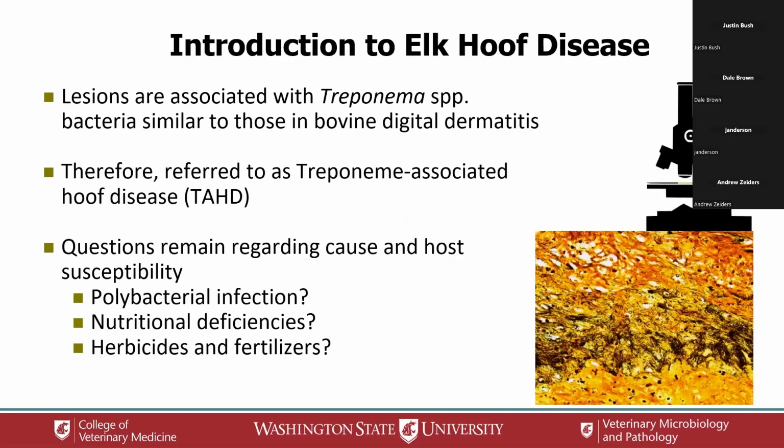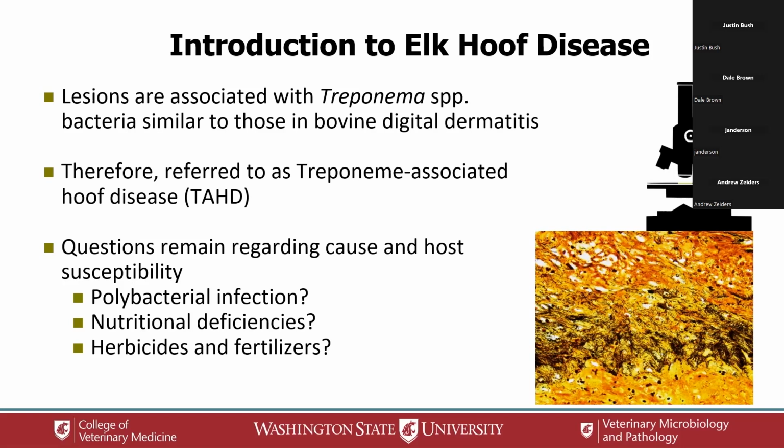So a little bit about the disease itself. The lesions are associated with a type of spiral-shaped bacteria called treponema. These treponema species are similar to those found in a disease of cattle called bovine digital dermatitis, or hairy heel wart. At this point, we're not sure if it's the same disease in both of these animals or if they're separate. But what we do know is that some of the bacteria that we see in elk hoof disease are the same as what we see in bovine digital dermatitis. Because of the presence of these treponema species, the disease has been called treponeme-associated hoof disease, or TAD.